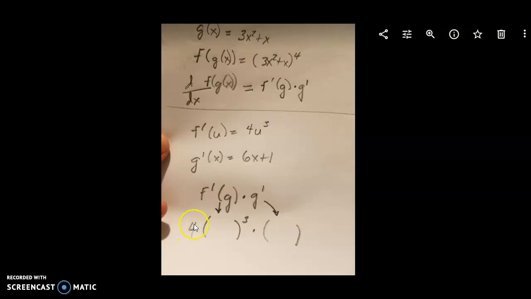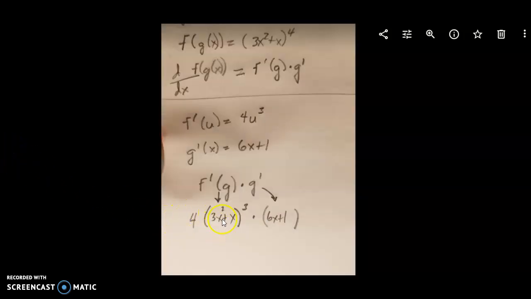So I know I'm going to have 4 times this quantity raised to the 3rd power. It's just going to be that g function. And then I multiply it by g prime. Fill it in. This is a great answer. I'm happy. I don't expect you to try to multiply stuff out 3 times. It's great.